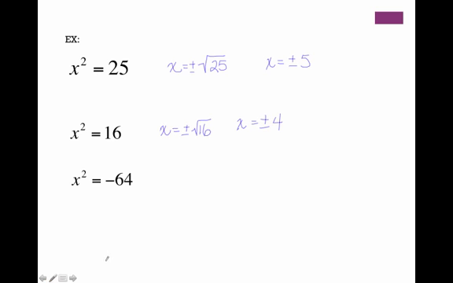Let's try this one. x squared equals negative 64. So x equals the positive or negative square root of negative 64. Well, clearly I have a problem here because I cannot, at least not at this point, take a square root of negative 64. So for our purposes in Algebra 1, we're going to say that there are no real solutions.